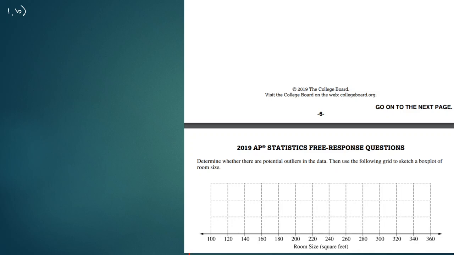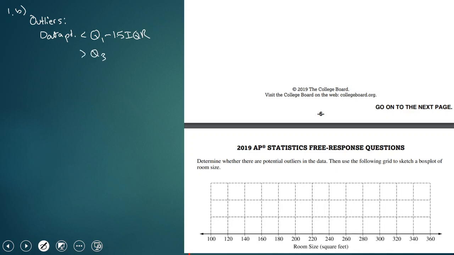So the first method is you use the interquartile range and the outermost quartiles. So outliers, they are data points that are less than Q1 minus 1.5 times the interquartile range, or greater than Q3 plus 1.5 times the interquartile range. So that is the first method that you can use. And so when we calculate our interquartile range, we just take Q3 minus Q1, and so we get 118 feet squared.